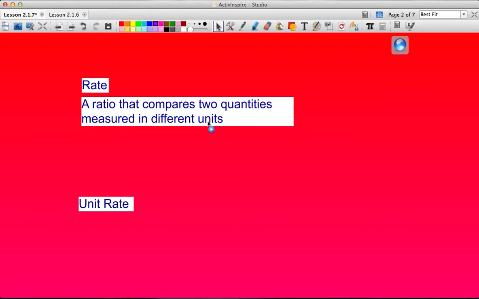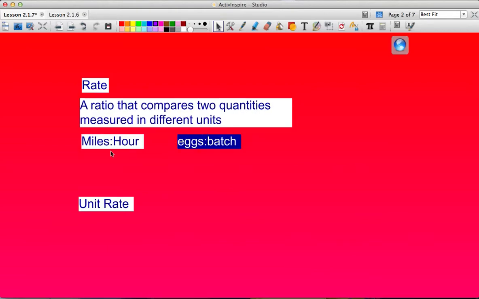A rate is a ratio that compares two quantities measured in different units. So typically when we talk about ratios and we compare things, the units are the same. When we talk about a rate, the units are different. So for example, we might have miles per hour or miles to hours, or eggs to batches, where we have eggs as one of our units, batches as the other. Okay, so a rate is when you have two different units that you're comparing.